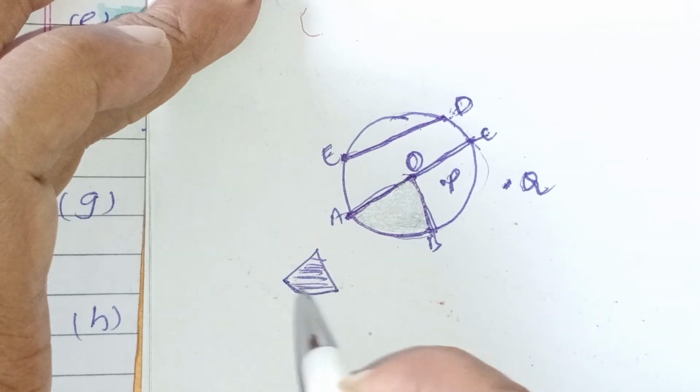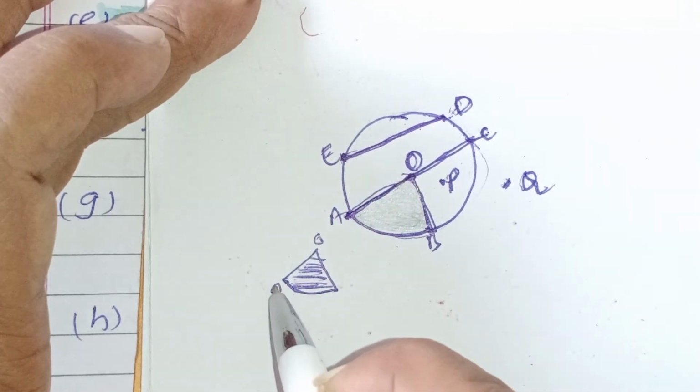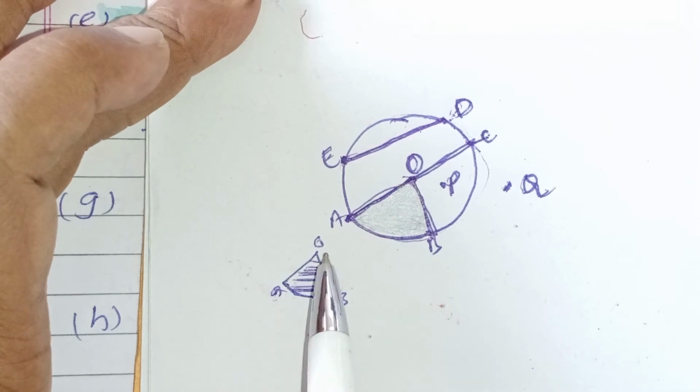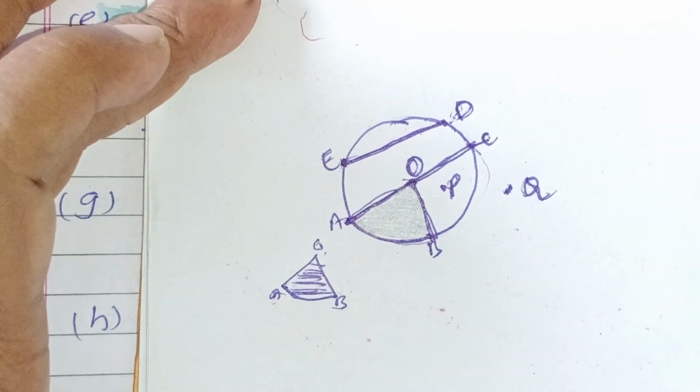Okay, this shaded region, ये shaded region आपको दिख रहा है, इसको हम कहते हैं sector. What is the name of this? OAB.